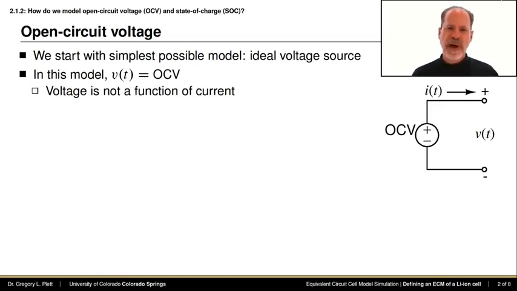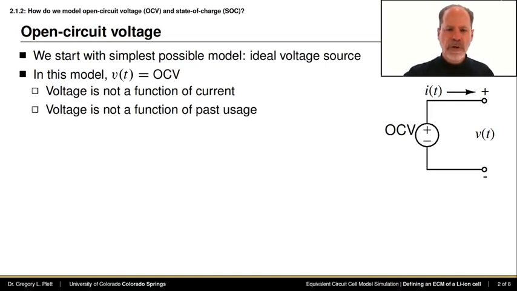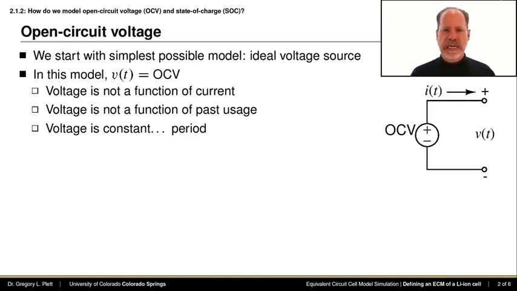When we describe a battery cell in this way, we are saying that the voltage of the battery cell is not a function of input current. We're saying that the voltage is not a function of how the cell has been used in either the immediate or distant past. What we're saying is that the cell voltage is constant no matter what.